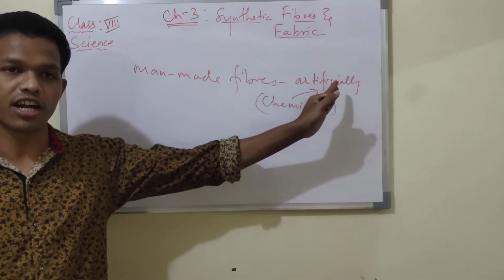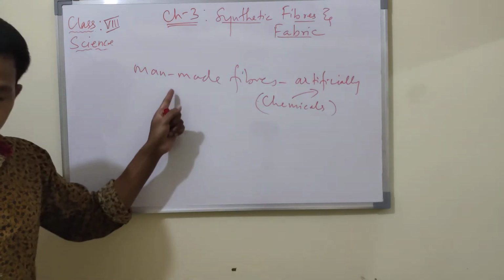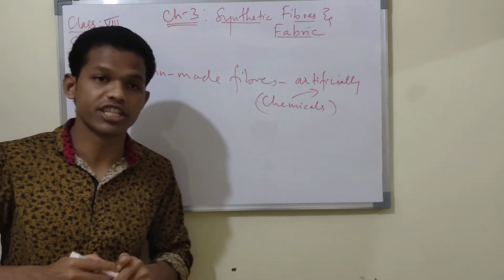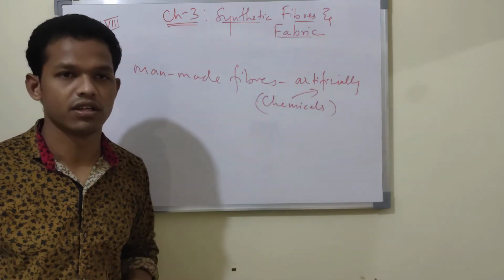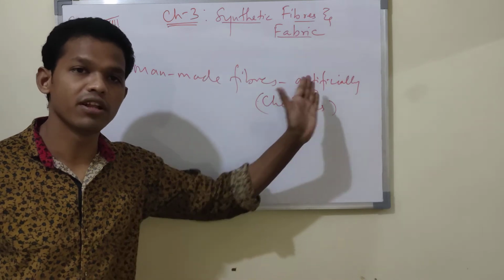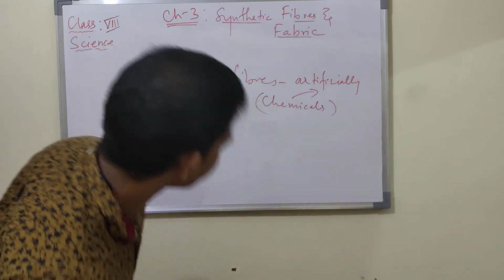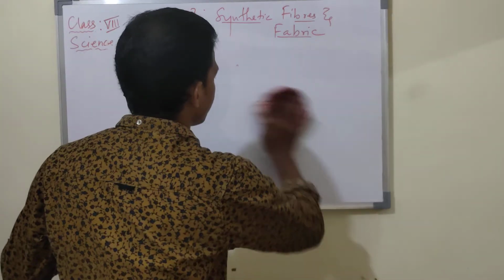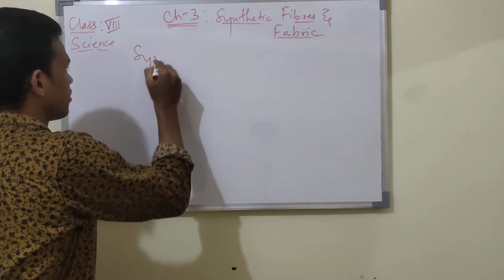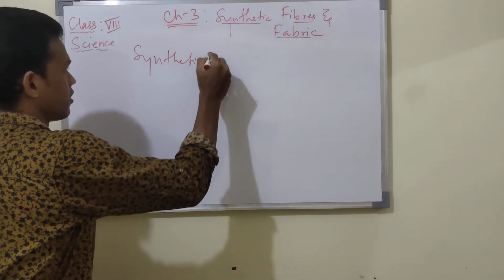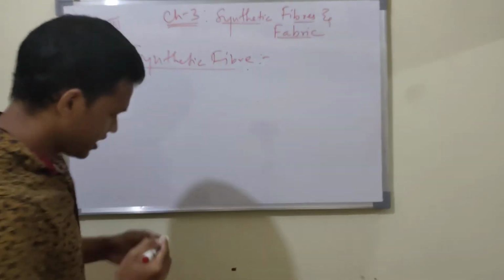Fibers which are made artificially by man are called what? Man-made fiber or synthetic fiber. The fibers which are made artificially by using certain chemicals. They use certain chemicals and they introduce these man-made fibers. This is synthetic fibers. So now we study synthetic fiber. What is synthetic fiber?